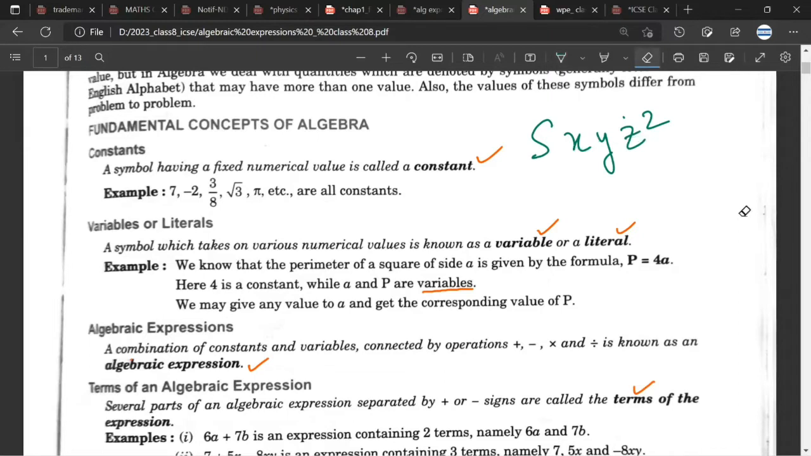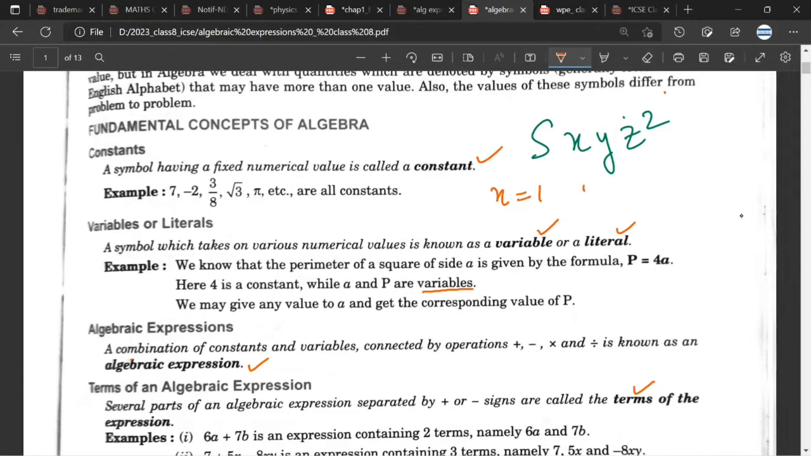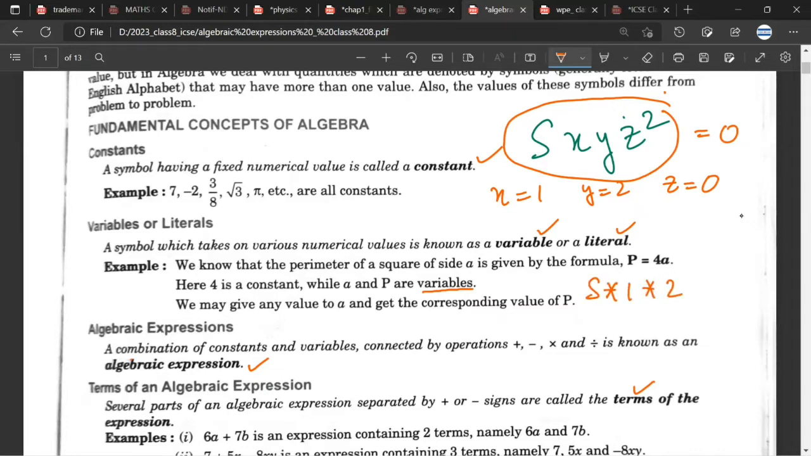So for example, in this 5xyz square, if I put a value of x equal to 1, y equal to 2, and z equal to 0. That is why I'm again and again saying that xyz square, the alphabet part, the English part of any term in algebra, can take any value. So if in this case z becomes 0, this whole becomes 0. Have you understood what I said? Why? Because this would be 5 into 1 into 2 into 0. Shabash. This will become 0.